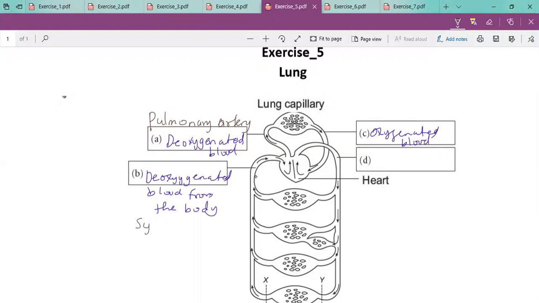And this is called the systemic vein. And this can be referred to as the pulmonary vein, back to the heart. And this will be called the systemic artery or the aorta. Yeah, so that's it.